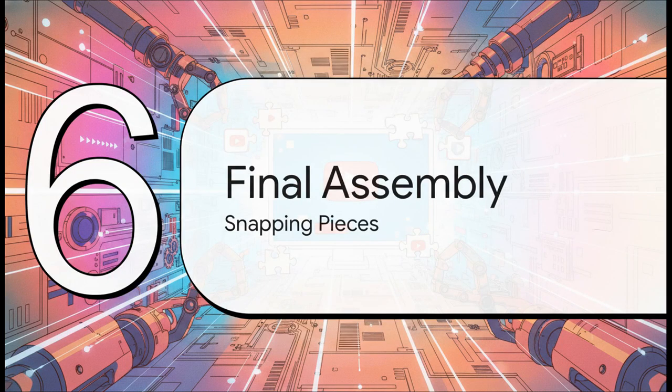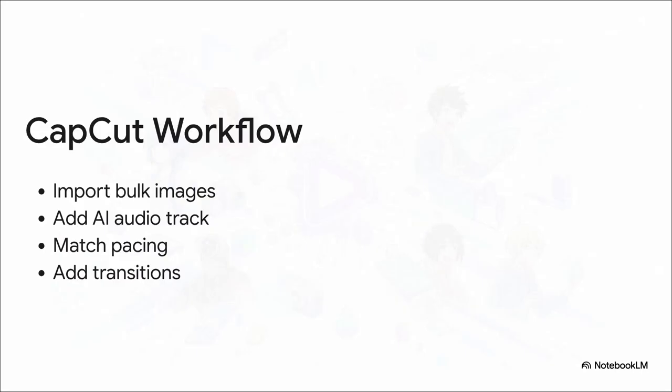And finally, Section 6, Final Video Assembly, snapping the pieces together. Let's see how this builds. So, all of our AI assets are ready. We bring them all into CapCut for the final puzzle assembly. You just import your bulk-generated gallery images, drop in your rapid-fire audio track from Google AI Studio, and simply match the visual pacing of the images to that voiceover. Add some clean transitions, and export.